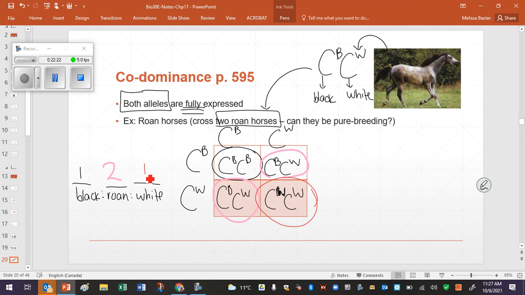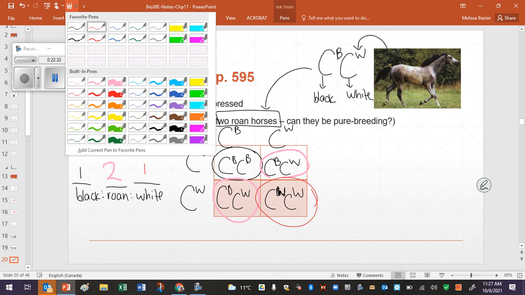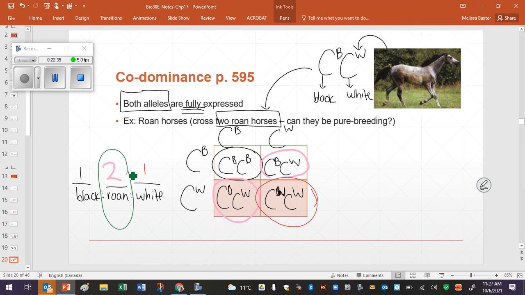Our Punnett Square looks basically the same. We used a letter with a superscript and we changed the superscript. The only thing that's really different between codominance and incomplete dominance is what exactly this third phenotype is. In incomplete dominance, the third phenotype is a mixture between the two others. It's intermediate. In codominance, the third phenotype is what you get when you have both of the other phenotypes at the same time. A roan horse is essentially black and white.